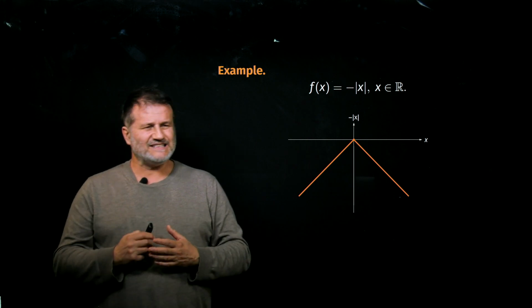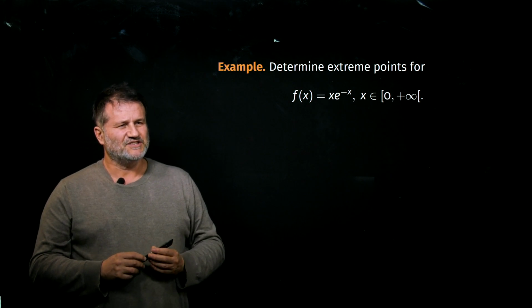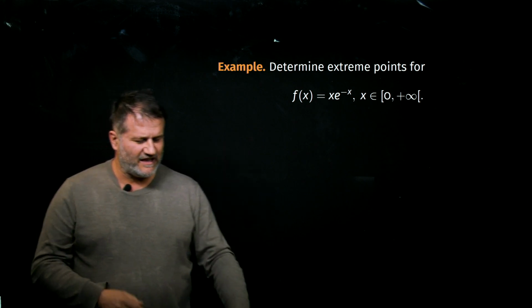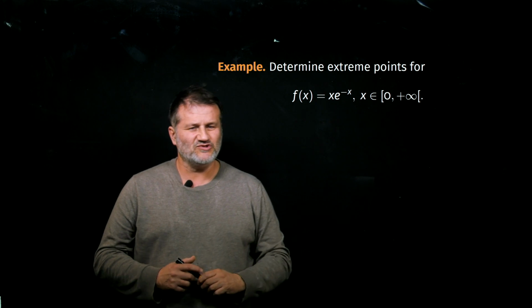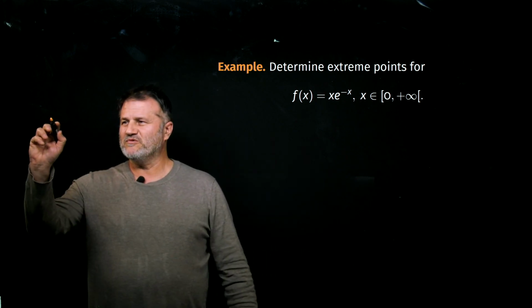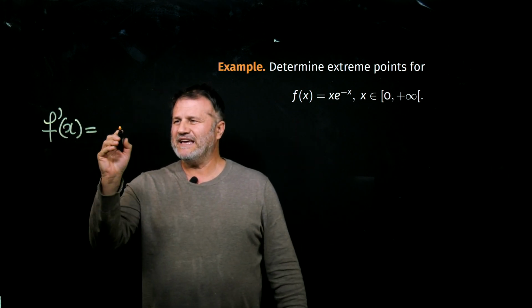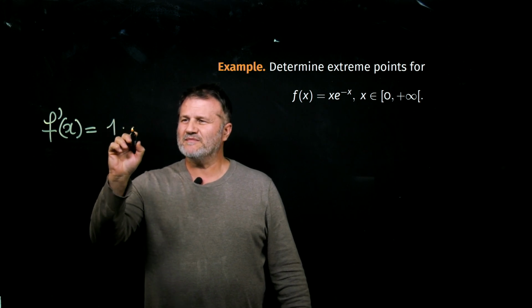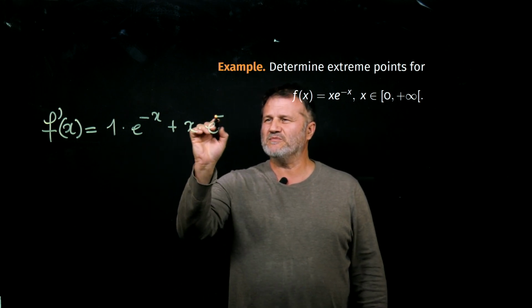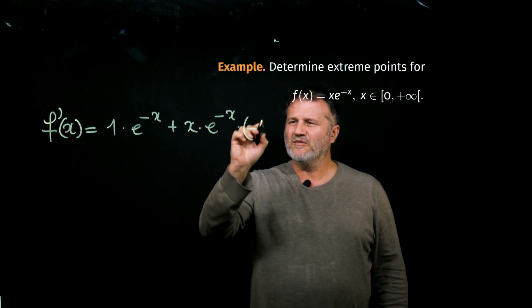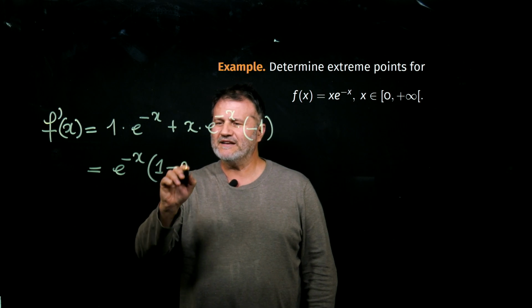Now, to conclude this video, let's see how to apply these ideas on a simple example. Determine the minimum and maximum points for this function f of x equal x times e to the minus x, when x is in the half line 0 to plus infinity. So here what we do, we calculate the derivative of f. The function is clearly differentiable, and we get the derivative of the product. It is 1 times e to minus x plus x times the derivative of e to minus x, which is e to minus x times the derivative of the exponent, minus 1. So factorizing e to minus x, we have this times 1 minus x.